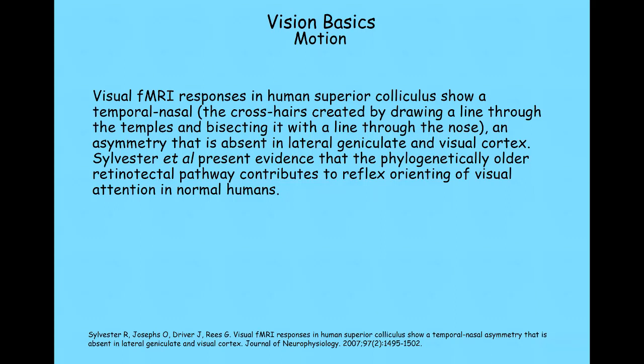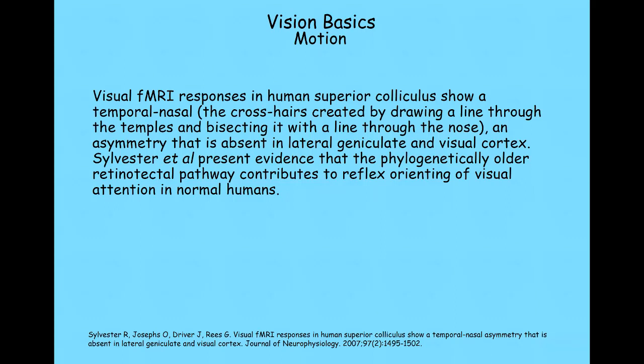Finally, visual fMRI responses in the human superior colliculus show that it has this temporal-nasal crosshairs. That is, the map is oriented around a line that runs through the middle of your nose and through your temple. And this map, unlike a lot of the others, has an asymmetry that's absent in the lateral geniculate nucleus and the visual cortex.